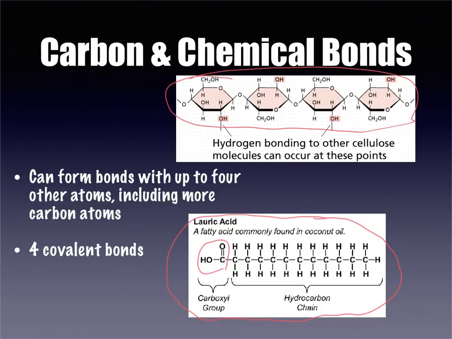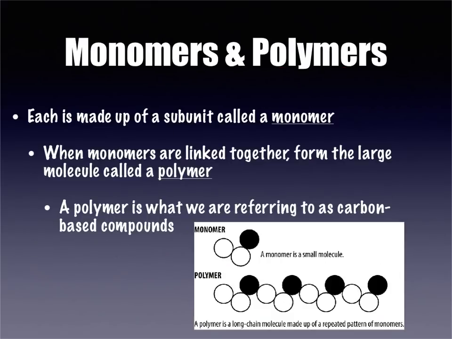Again, big molecules. So what is the difference between a monomer and a polymer? Well, each polymer is made up of a subunit called a monomer. When monomers are linked together, they form the large molecule, the polymer. A polymer is what we're referring to as these carbon-based compounds.